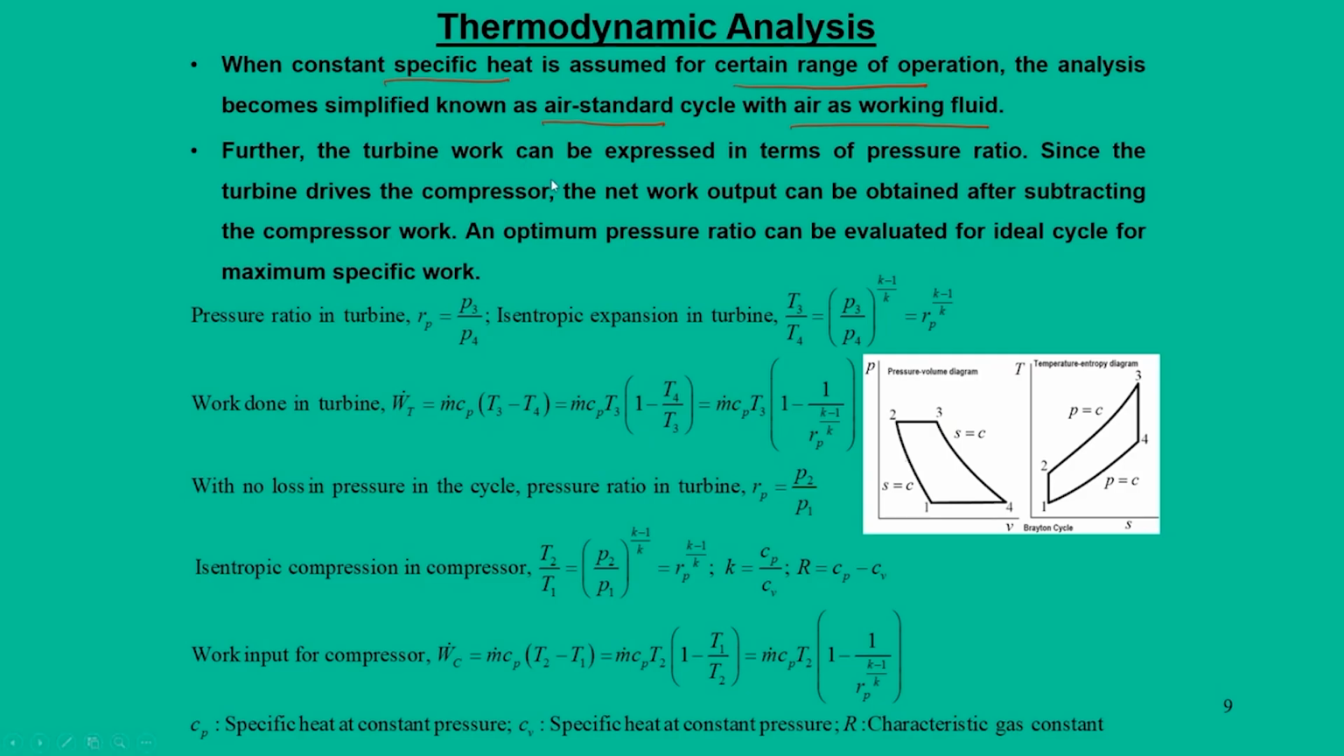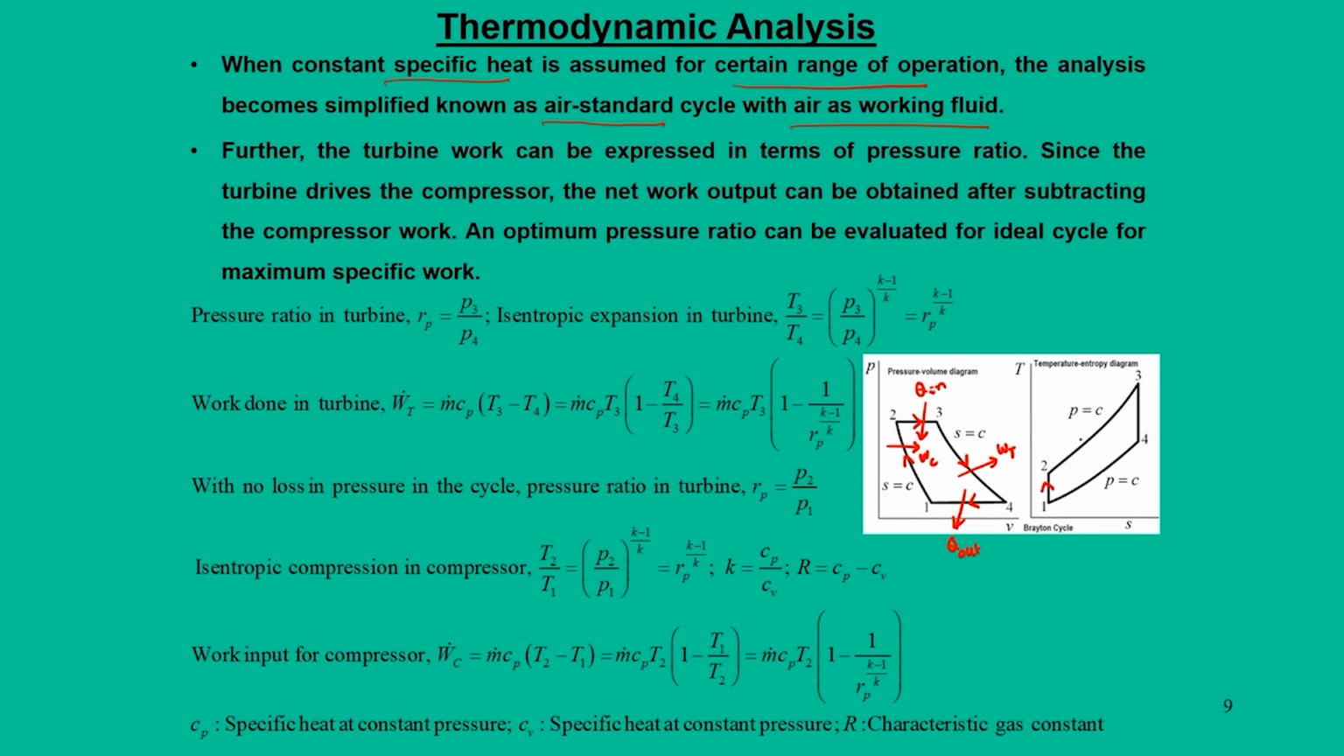For this thermodynamic analysis, let us refer to the pressure-volume and temperature-entropy diagrams. Process 1 to 2 is compression, in which W c work enters. Process 2 to 3 is constant pressure heat addition. 3 to 4 is expansion in the turbine. 4 to 1 is heat rejection Q out. So, this is what we see in the pressure-volume diagram.